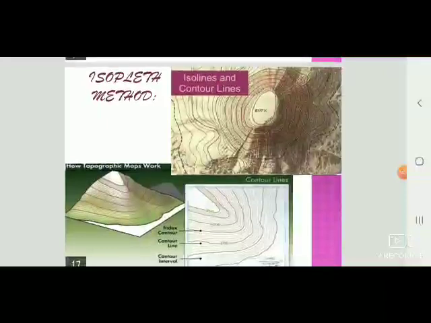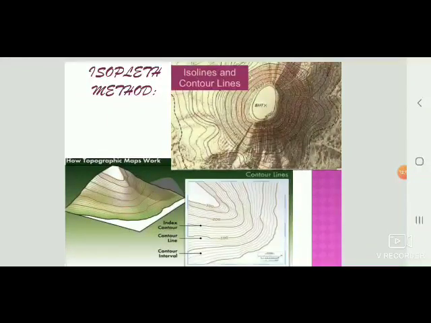Very well. Moving on to the last method, the isopleth method. You have seen contour maps and isobar maps in earlier classes. In these maps, the distribution was shown with the help of lines showing equal values. When the distribution of a variable is continuous, the isopleth method is used to show its distribution.